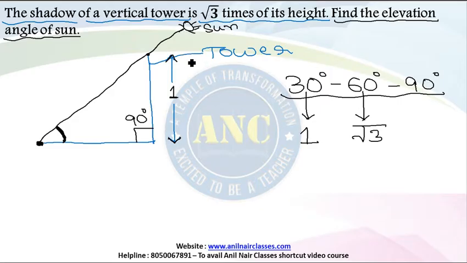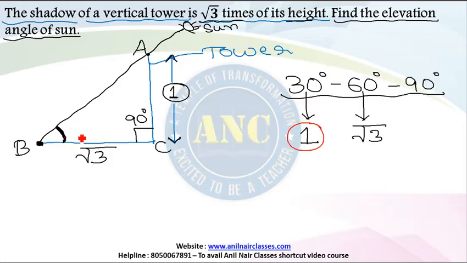It is given in the question that the shadow BC of a vertical tower AC is root 3 times its height. If the height is 1, then the shadow will be root 3 times 1. You already got the answer. If the side opposite to 30 is 1 unit, then the side opposite to 60 will be root 3. That is possible only if I take this angle as 30 degrees. The angle of elevation is 30 degrees.